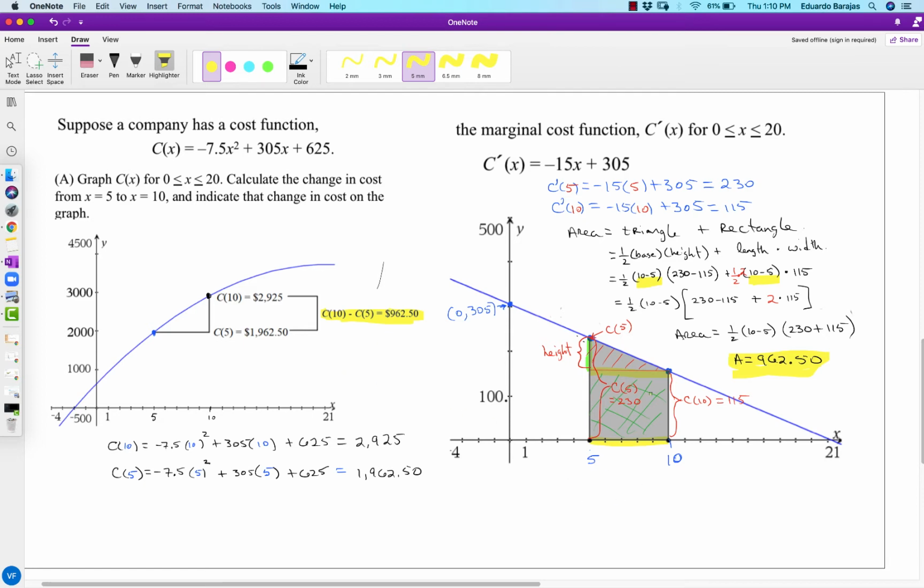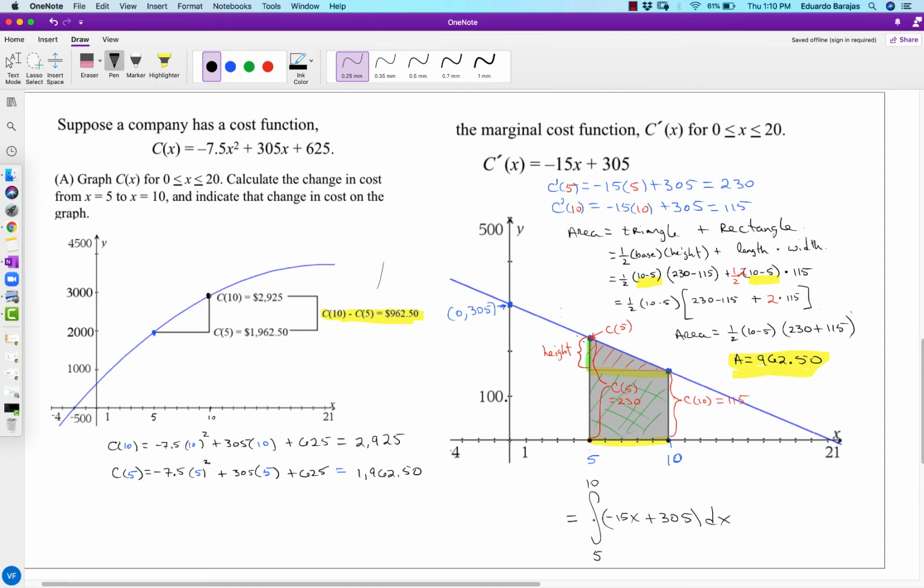Now, we just learned that the definite integral is a way of describing area that's below the function c prime of x in this case, between 5 and 10. So we can describe this area here using this notation. It's the integral as x ranges from 5 to 10 of the c prime function, which is negative 15x plus 305 dx. This is area. This is going to be equal to this calculation.